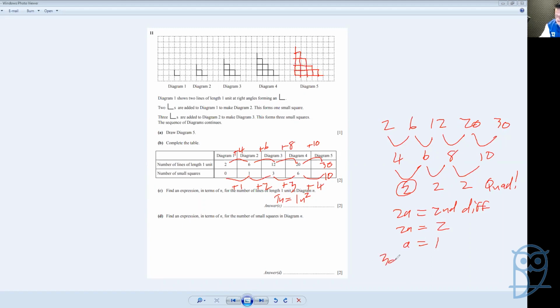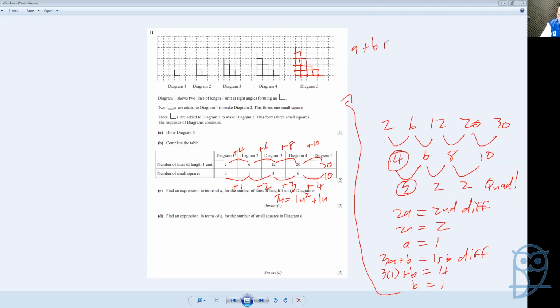I then have 3a plus b equals my first difference, which is 4. My a value is 1. So 3 times 1 plus b equals 4. 3 plus what gives 4? Well, 1. So notice here we actually have a middle term, 1n. And then I'm going to go all the way up to the top because I have space.